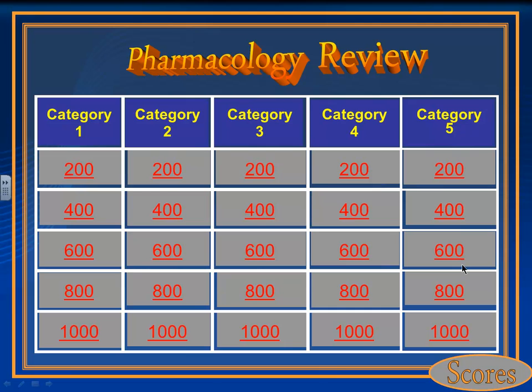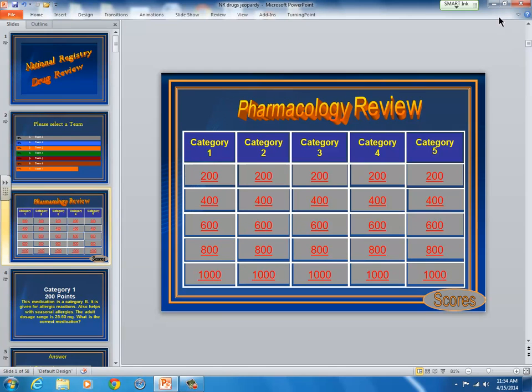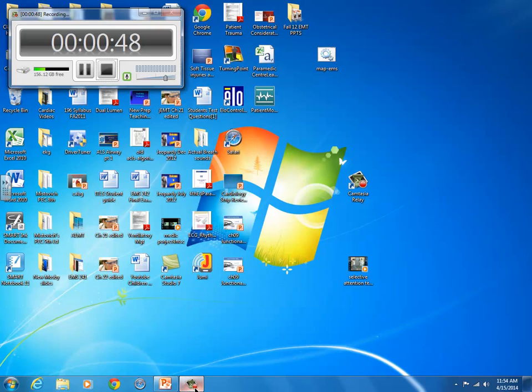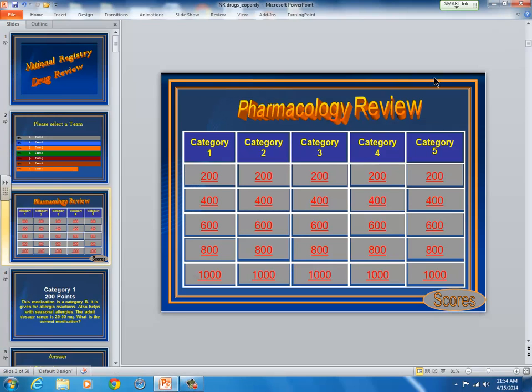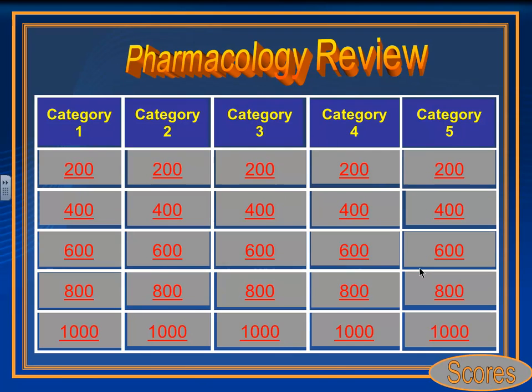All right, group number 1. Pick a category and a number. These are going to be over your National Registry drugs. Let me make sure I started the recording. I did start it? Okay, perfect. These are National Registry drugs.